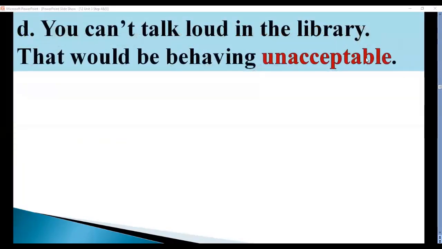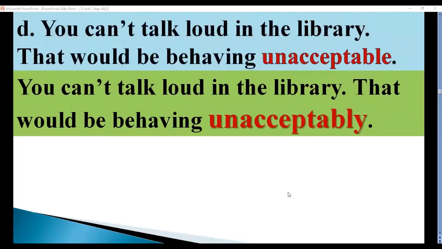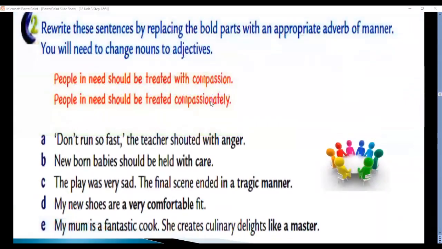Next here, unacceptable. The same idea, unacceptable. This one here, ly at the end. So we should also change the adjective into an adverb. Next here, dear students, have a look at exercise number 2. Rewrite these sentences by replacing the bold parts with an appropriate adverb of manner.